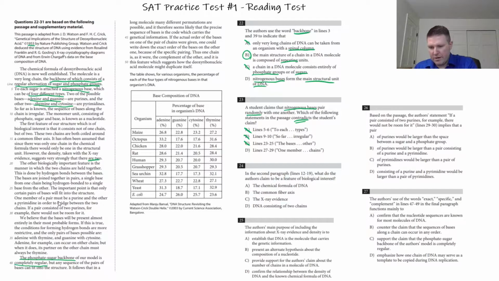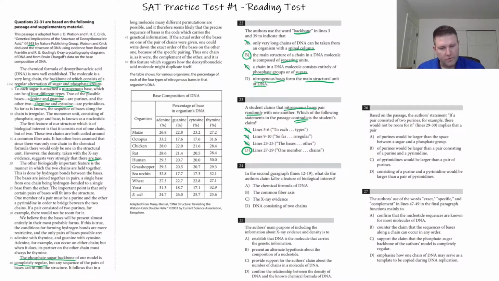One member of a pair must be a purine and the other a pyrimidine in order to bridge between the two chains. So it's saying they can't just randomly pair. One of them has to be a purine, the other one's going to be a pyrimidine. Okay, so that is exactly what we want.